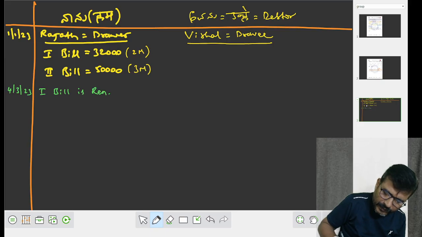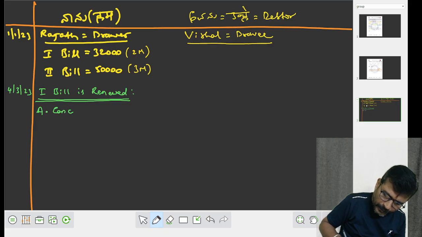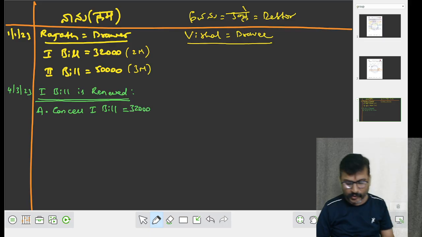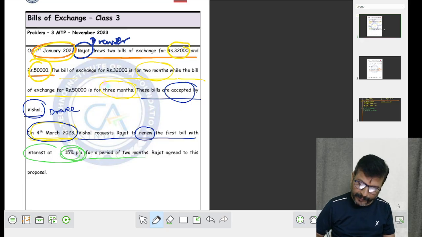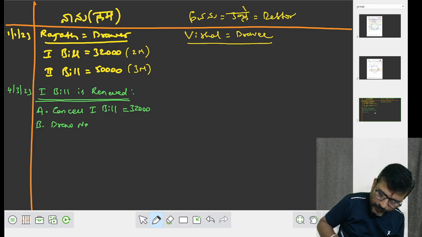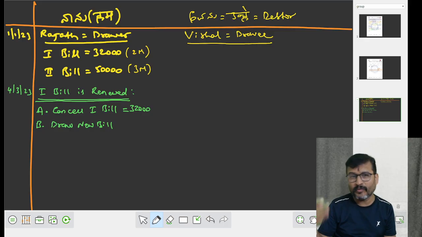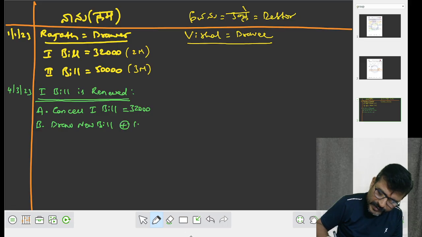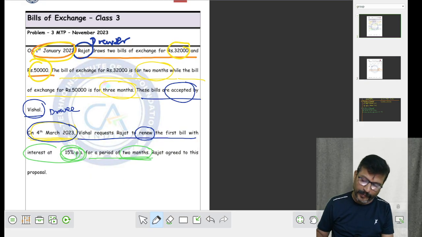The first bill is renewed. Renewing means what? Cancel the first bill, whose amount is 32,000. Then what do you do? Add interest at 15% for a period of 2 months. Draw a new bill for 2 more months, plus interest at 15% for 2 months.